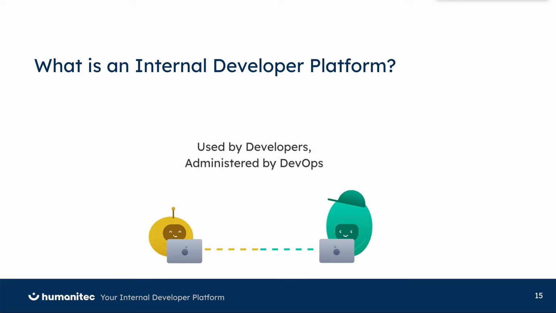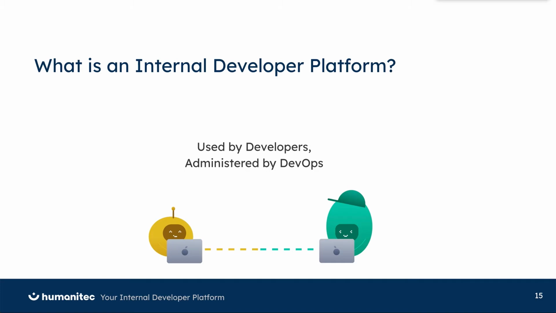Now, finally, the most important thing about an internal development platform is that it is used by developers and it is administered by DevOps. So when we talk about things like provisioning technology or making sure that deployments happen well, all of this needs to be managed and run by DevOps. So we need to have DevOps, or in some cases it's called a platform team, who are managing the platform and making decisions that then allow developers to get their work done quickly.